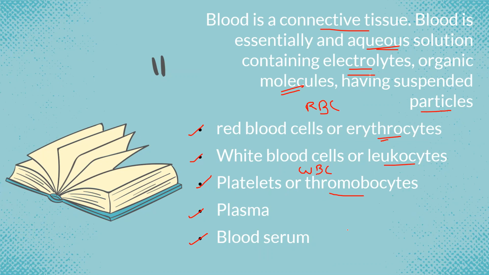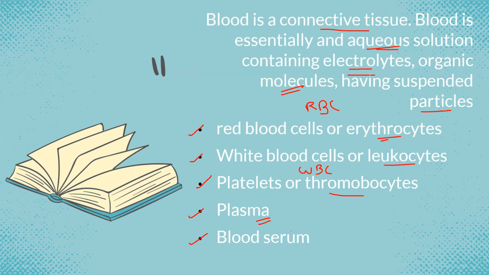This plasma is nothing but the liquid part, or you can say the solution part, of the blood. These are the particles of the blood: red blood cells, white blood cells, platelets, and if you remove these things, the only thing left is plasma.